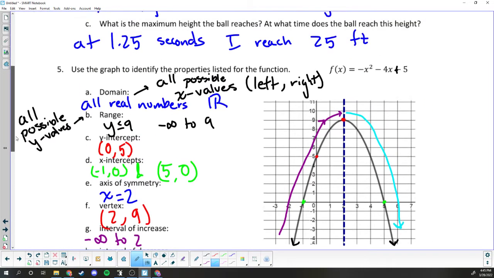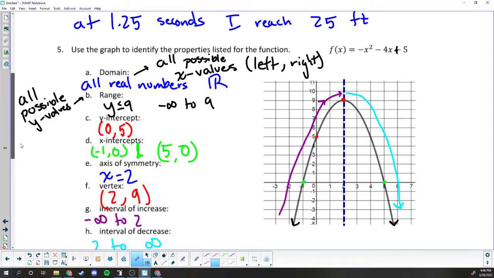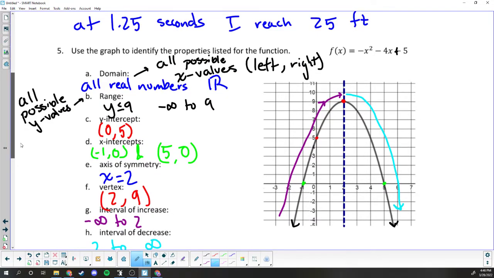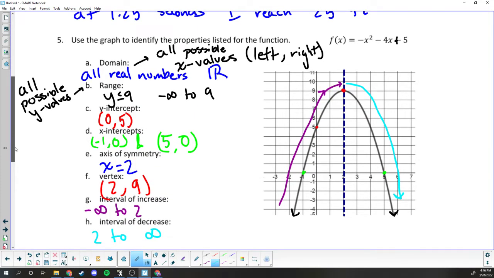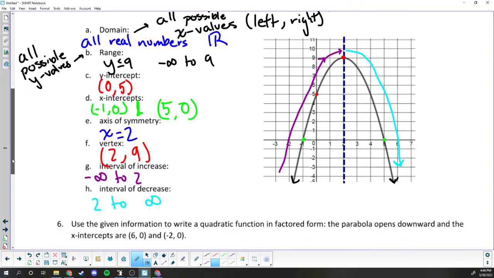Okay. Anyway, that's problem 5. A lot of stuff there. Every key feature of this graph, but guess what? You can nail it just by looking at the picture. You just gotta know what it means. Okay. Just gotta know what it means.